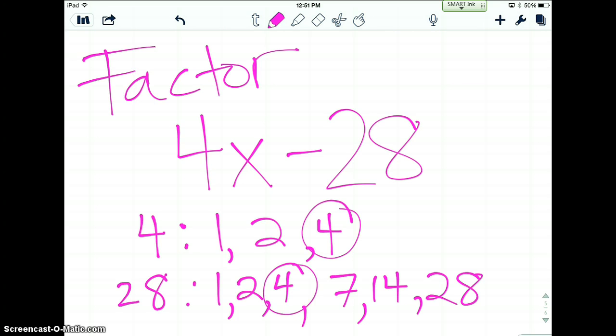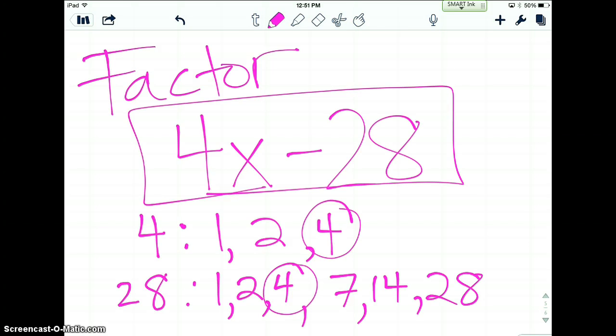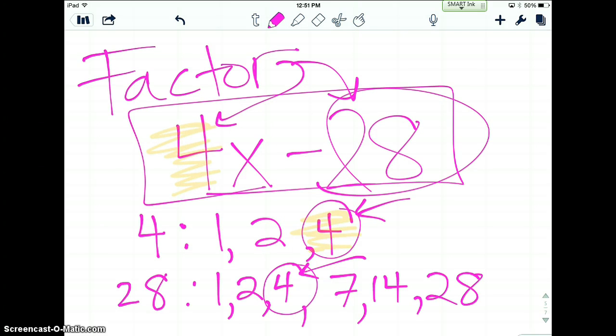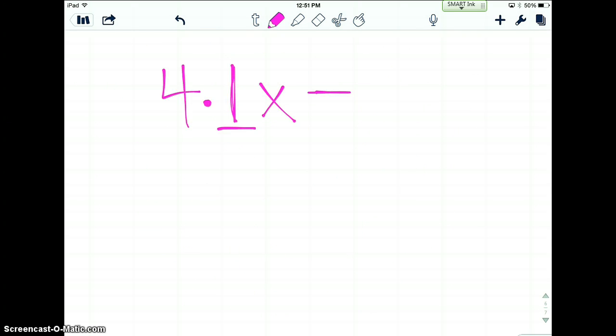So I am going to rewrite this, and I'm going to rewrite each term with its factors using my greatest common factor of 4. So 4x is going to become 4 times what is 4? 1. And there was an x with it, right? And then we had a minus 28. We're going to split that into 4 times something. 4 times 7 is 28.